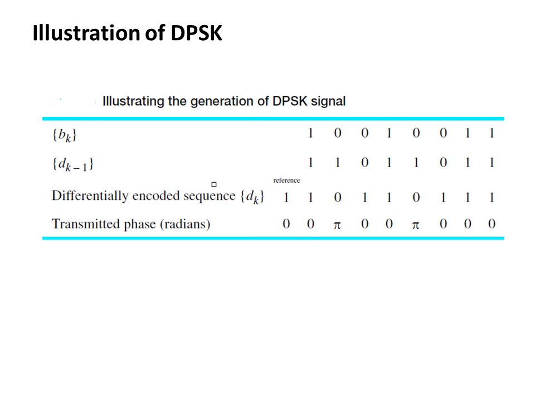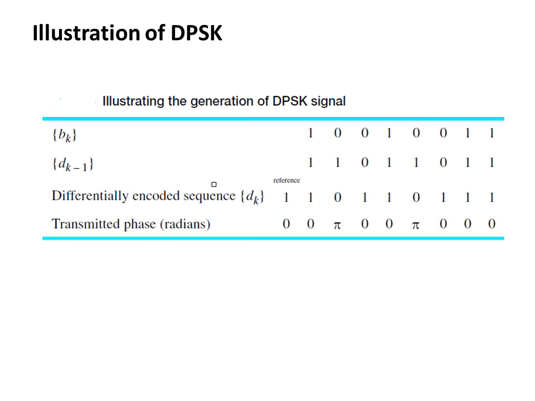Illustration of the DPSK. Here the DPSK operation is illustrated by considering one example, and that is shown in this table. Consider the input binary sequence denoted by bk to be 10010011. This is the sequence used to derive the generation of the DPSK signal. The differential encoding process starts with the reference bit 1. The reference bit considered here in this example is 1.